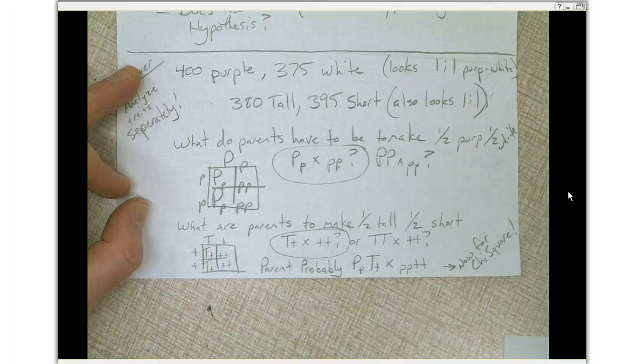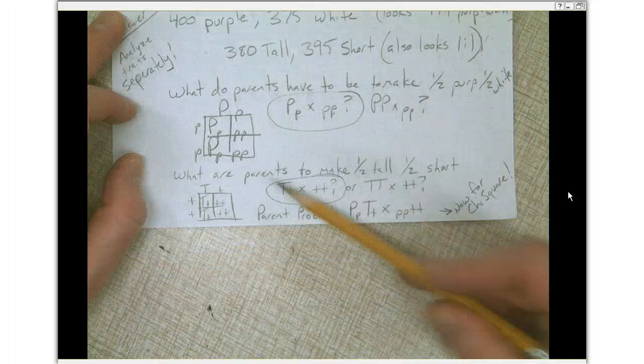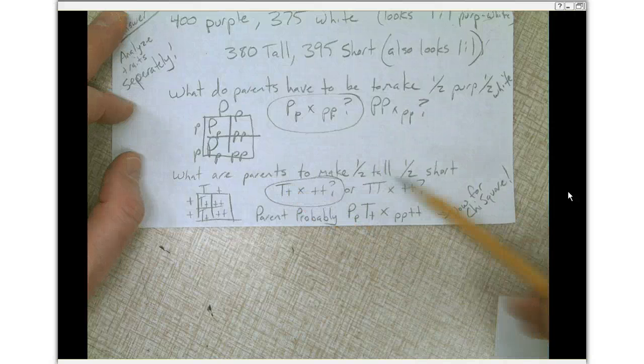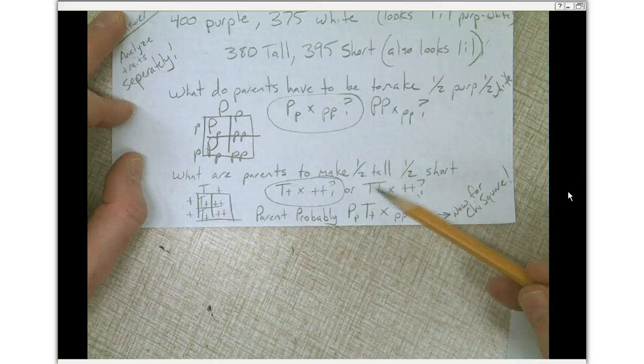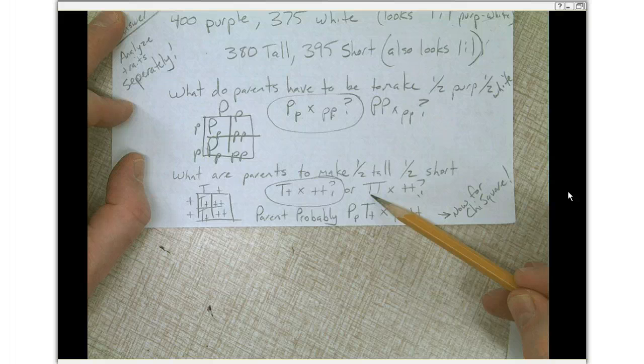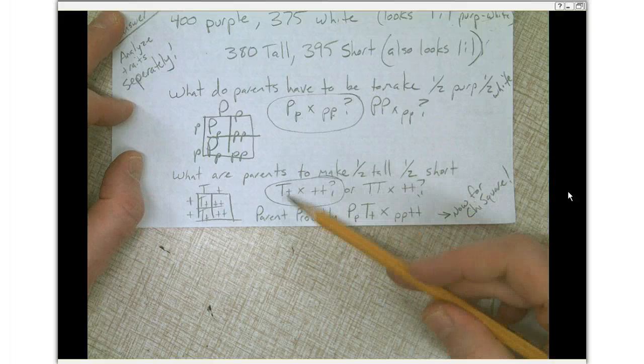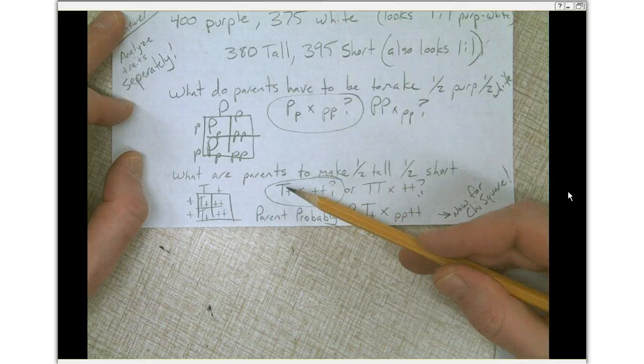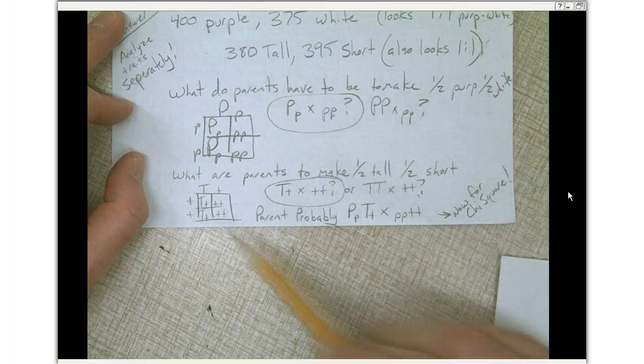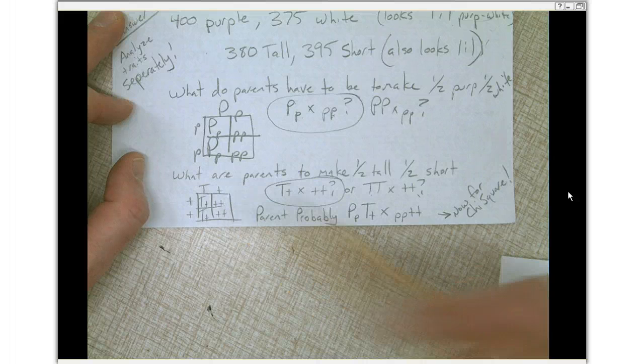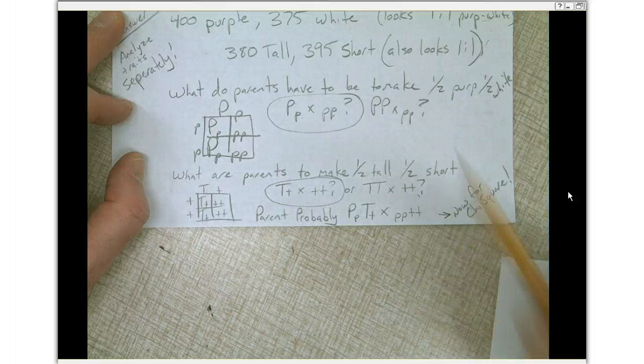Now for the second one, what are the parents to make 1/2 tall and 1/2 short? Well, the second parent's going to be little t, it's short, so there's only one genotype possible for that. If that first parent is big T for tall, then they're all going to be tall, and that's not what we see as far as the offspring. What if the first parent for the second trait is big T, little t, crossed with little t? Well, if you do that Punnett square, you find you get half tall and half short, and that's what we find in our offspring, about half tall and half short.